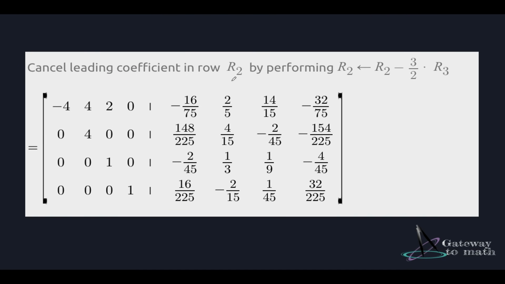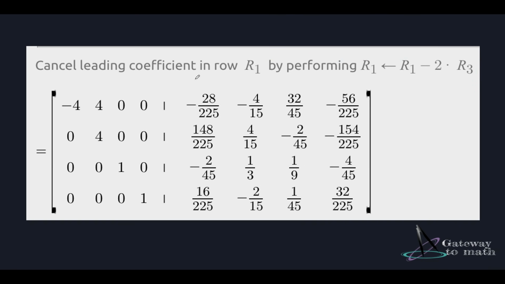Cancel leading coefficients in row R2 by performing, what am I performing? R2 minus 3 by 2 times of R3, and that value we need to insert in R2. Now the entries that I have in the matrix equals 0 4 0 0, 148 by 225, 4 by 15, minus 2 by 45, minus 154 by 225 on the RHS respectively.